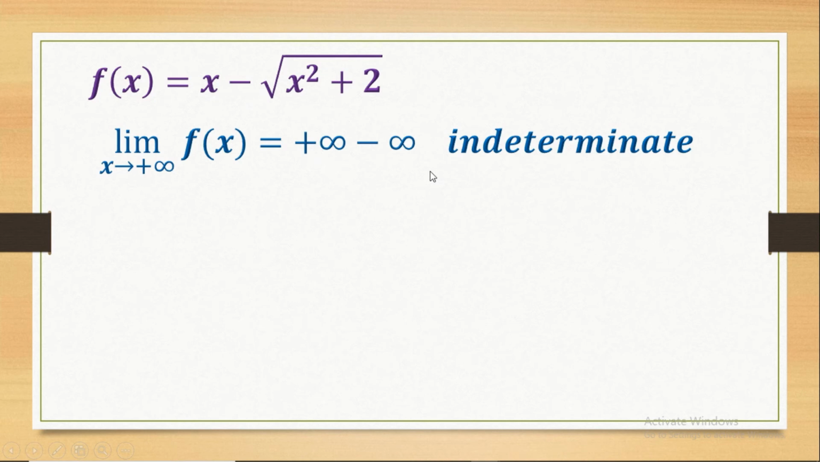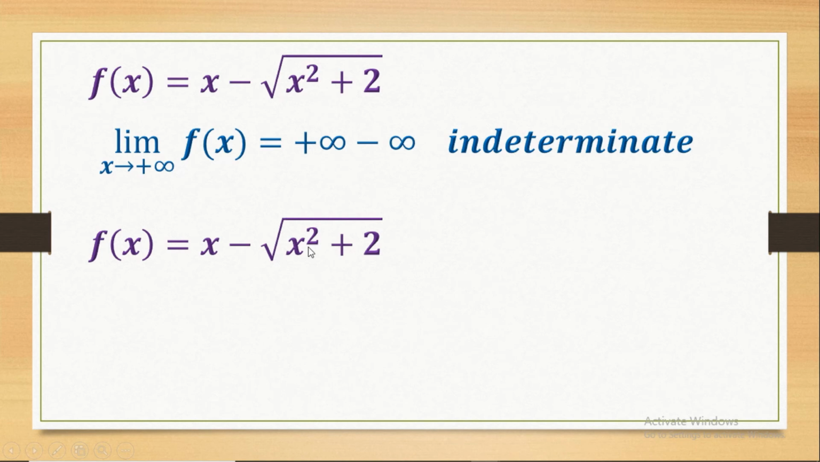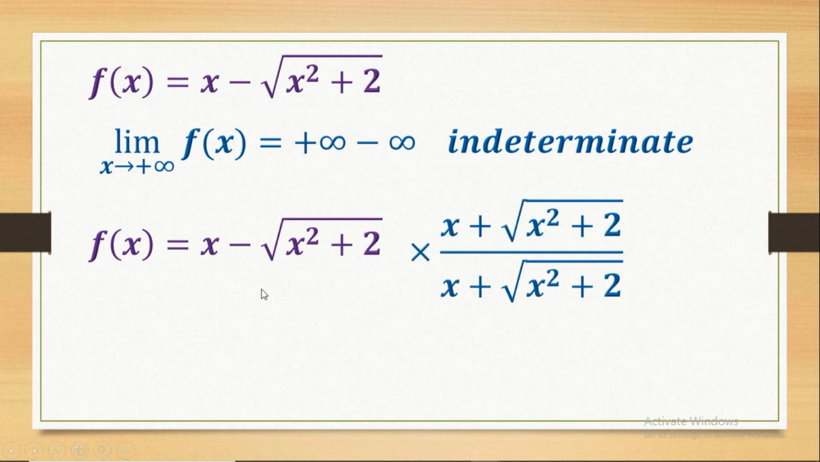Well, how to calculate the limit in this case? Actually, we multiply by the conjugate of x minus radical x squared plus 2. What's the conjugate of this form? We replace minus by plus. If we have a plus, we replace it by minus. If we have minus, we replace it by plus. Well, sure, we should multiply and divide by this conjugate. So it's times x plus radical x squared plus 2 over x plus radical x squared plus 2.